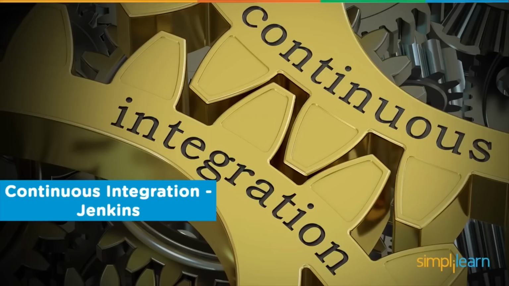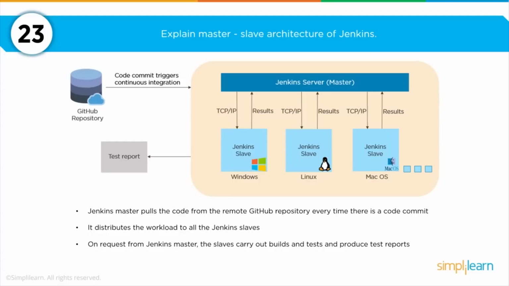All right, let's talk about the next section, which is continuous integration with Jenkins. So the first question you'll be asked about with Jenkins is explain a master-slave architecture of Jenkins. So the way that Jenkins is set up is that the Jenkins master will pull code from your remote Git repository such as GitHub, and will check that repository every time there is a code commit.